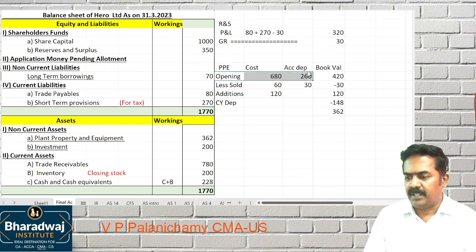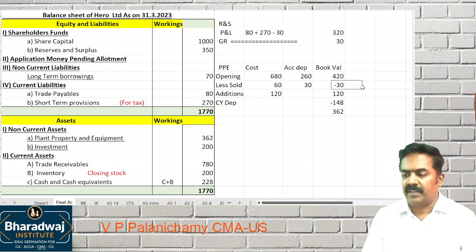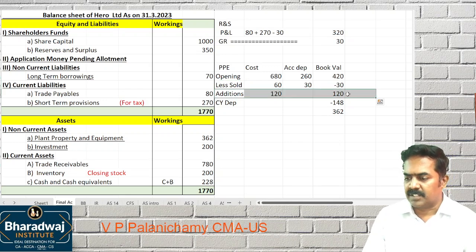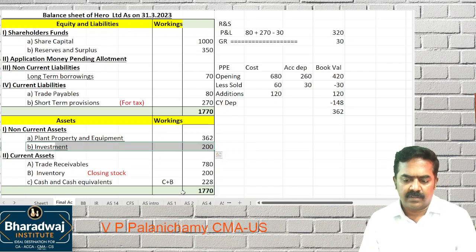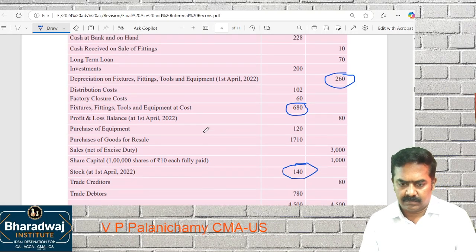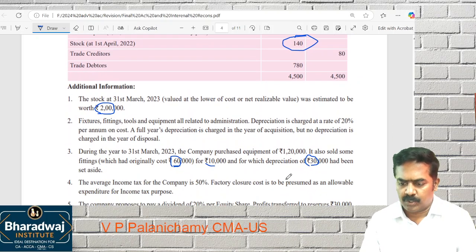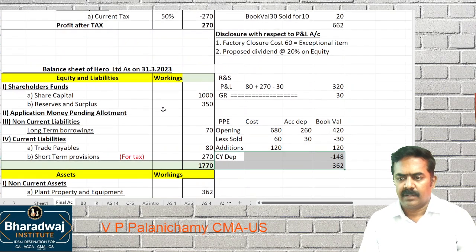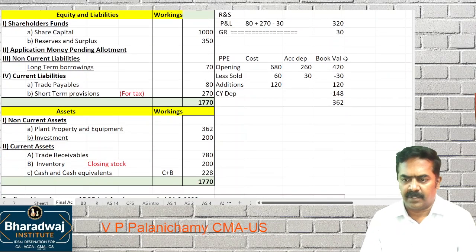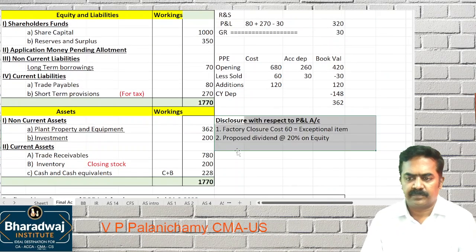So I repeat, PPE: opening balance net book value 420. We sold assets having a book value of 30. We purchased assets for 120, minus current year depreciation. Net book value for the balance sheet is 362. Investments 200 will come. And the disclosures with respect to the P&L account, you can include after this also.